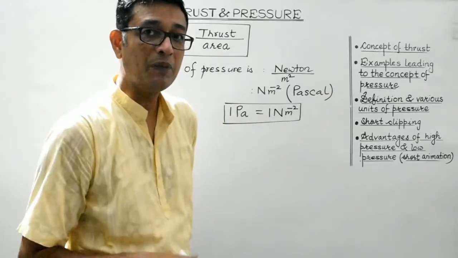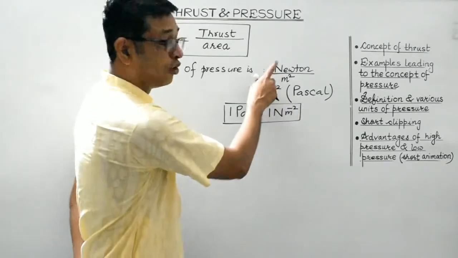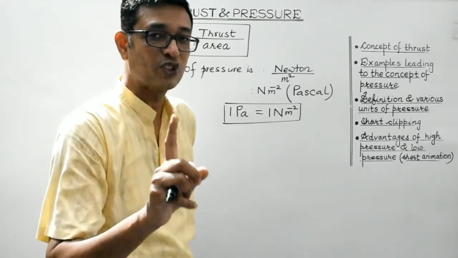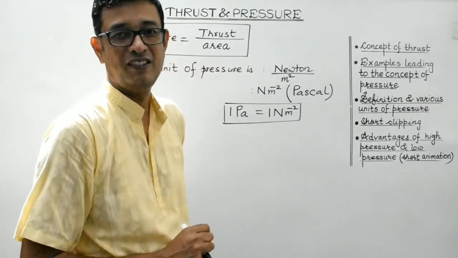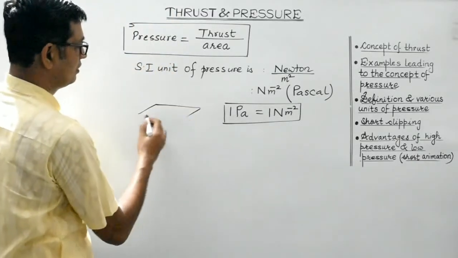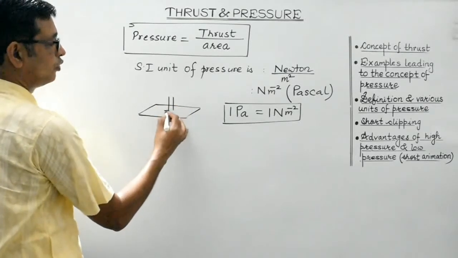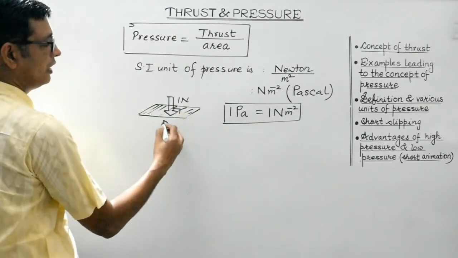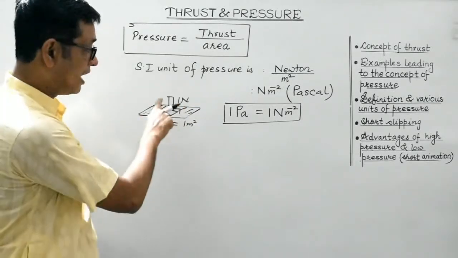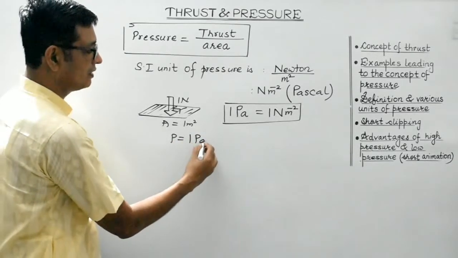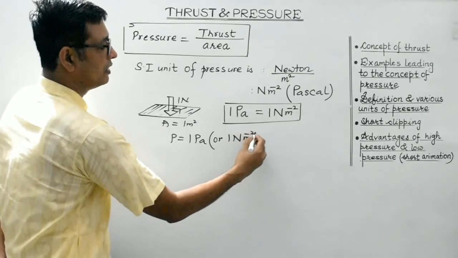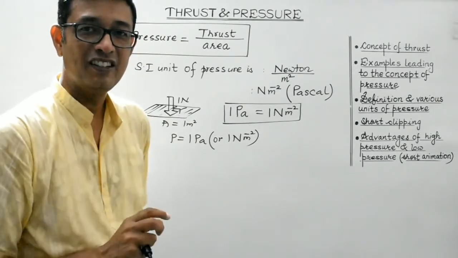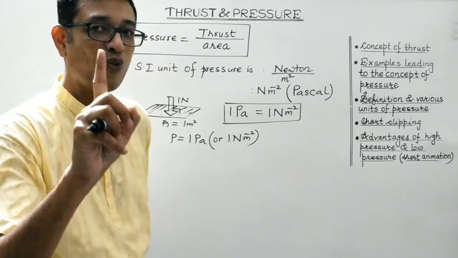So the pressure is said to be 1 Pascal when a force of 1 Newton acts on a surface normally, and that surface has an area of 1 meter square. Suppose this is a surface, and here a force of 1 Newton acts in the perpendicular direction, right? And the area of the surface is 1 meter square. Then the impact of this force, that is the pressure, would be equal to 1 Pascal or 1 Newton per meter square. So when a force of 1 Newton acts on a surface normally having unit area, then the pressure exerted on the surface is said to be 1 Pascal.